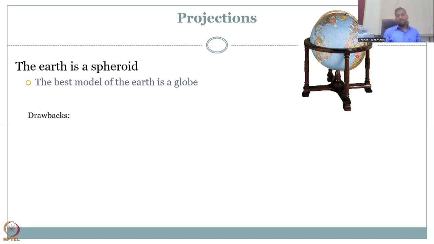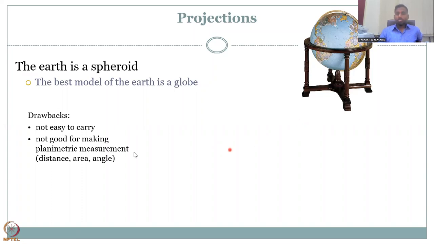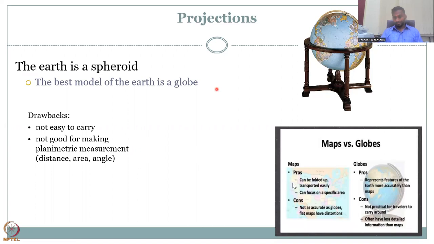So coming back, we cannot use this. Why? Because you cannot carry the globe everywhere. Yes, this is the best model of the planet, but you cannot carry it everywhere. It is also not good for making planimetric measurements like distance, area, and angle, because you have to zoom in. Zooming in and zooming out is not possible on a globe. So for that, we have maps.